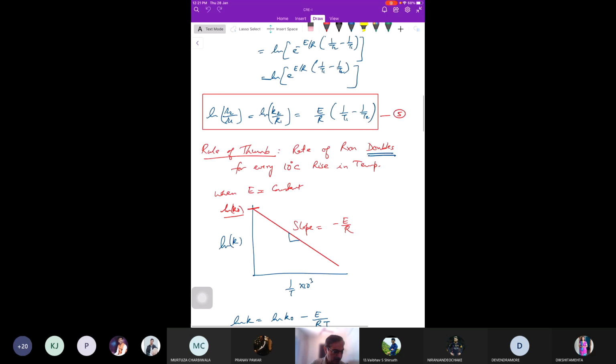We plot ln k versus 1 by T. This equation 5. ln k versus 1 by T plot किया तो क्या मिलेगा? You'll get a straight line.